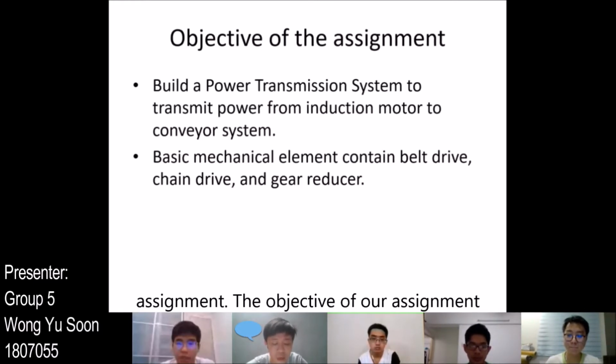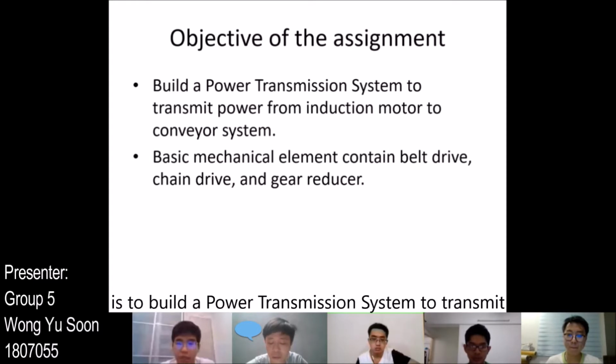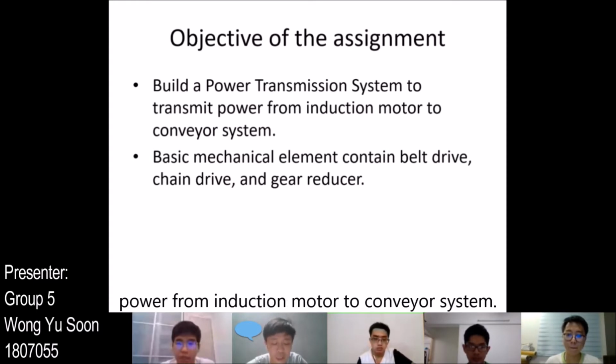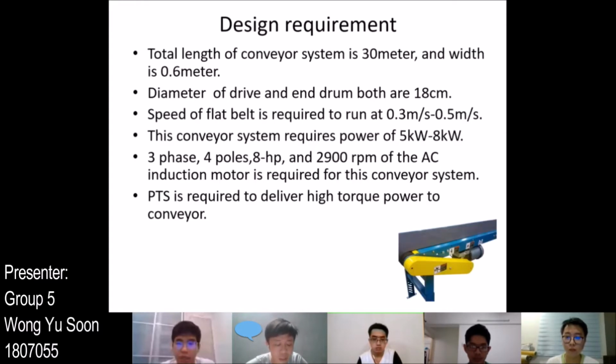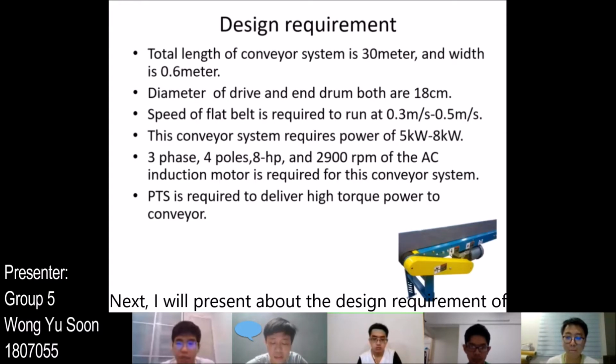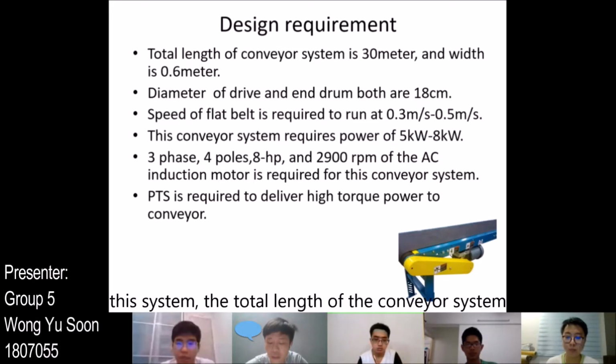So the objective of our assignment is to build a power transmission system to transmit power from induction motor to conveyor system. Then the basic mechanical elements contain belt drive, chain drive, and gear reducer. Next, I will present about the design requirement of this system.